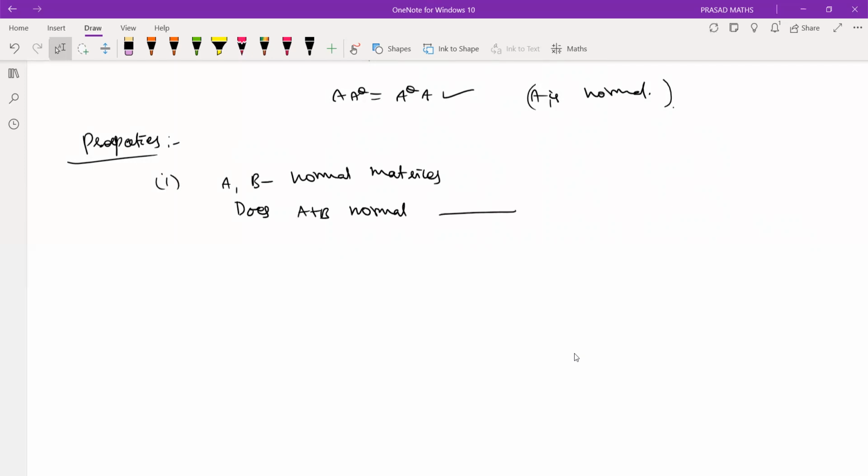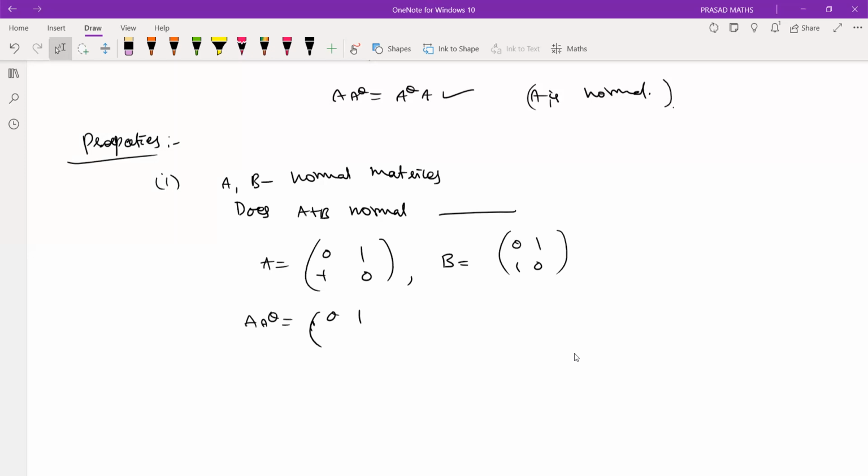So the answer in general is no. Let us take matrices. Suppose A equals [[0, 1], [-1, 0]] and B equals [[0, 1], [1, 0]]. First you need to check what A into A theta is, and whether they are normal matrices or not.